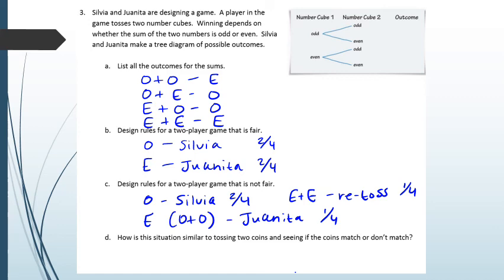And how is this similar to tossing 2 coins and seeing if they match or don't match? Well, maybe you thought about how there's 4 possible outcomes. Another thing you could think about is that maybe originally it looked like there were only 3 possible outcomes when you didn't understand the difference between odd plus even and even plus odd as differences.